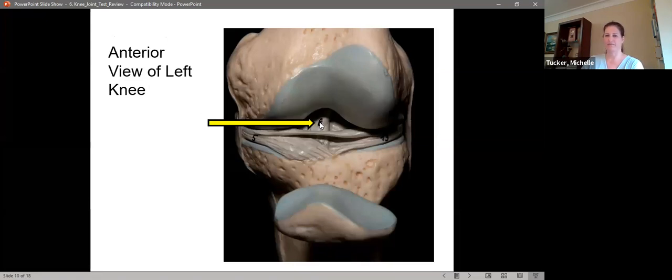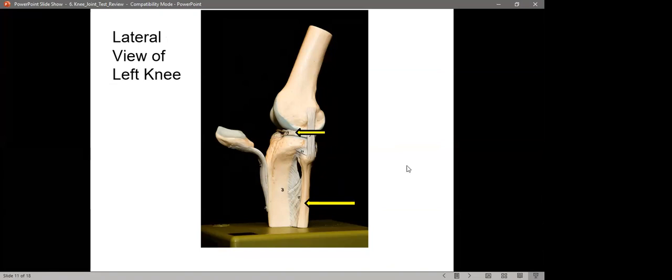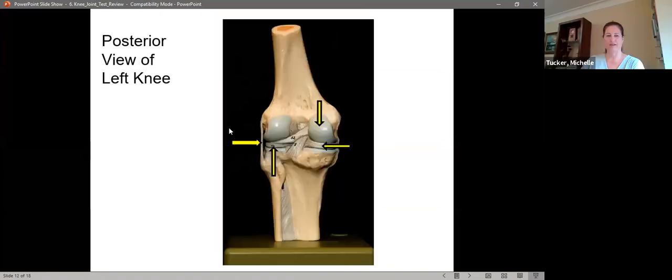This is a more magnified view looking at the ACL. Yep, which some of you may have injured at one point in time. Okay, so this is a lateral view. So this bone is the fibula. Which makes this the which meniscus? The lateral. Yep. Okay, so now we're looking at the knee from the back, so posterior view.